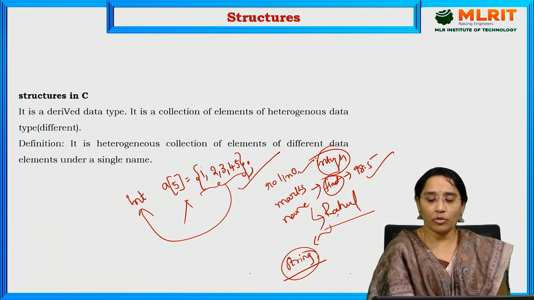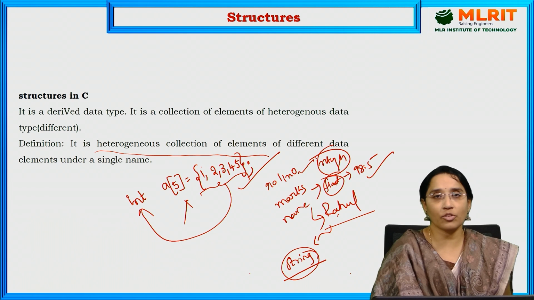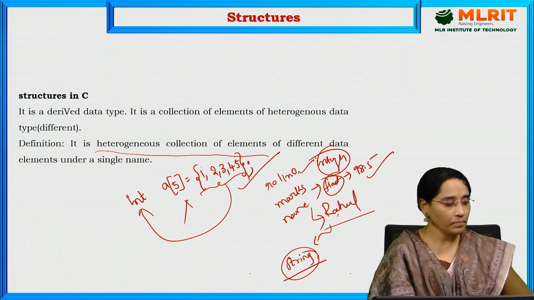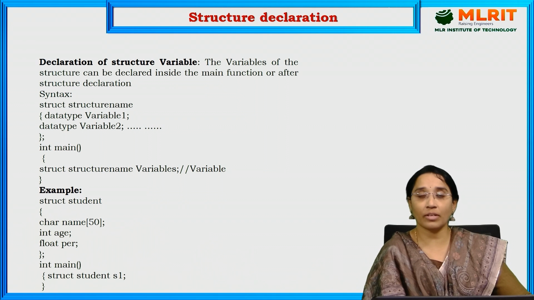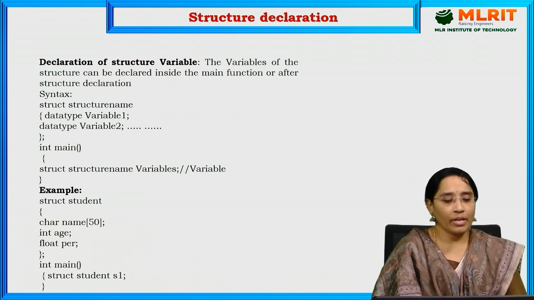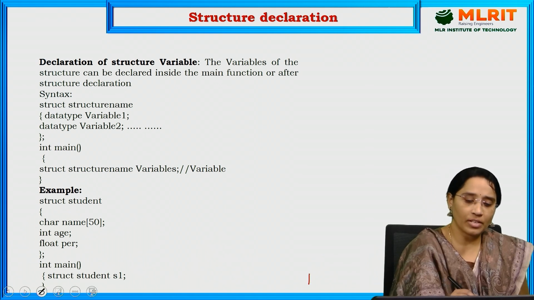So that's why, to overcome this, we have this concept of structures in C. A structure is a heterogeneous collection of elements of different data items under a single name. You can do this with structures. Declaration of a structure: how to declare a structure? The variables of the structure can be declared inside the main function or after the structure declaration. So a structure declaration is always done through the struct keyword.